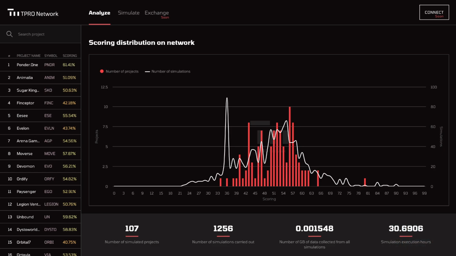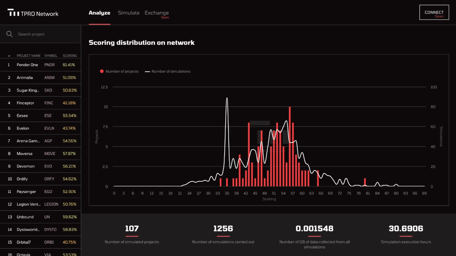And in general, this metric doesn't work properly yet, by the way, but the metric about the simulation execution hours means that in the context of computation, it took us 30 hours, like normal real life hours, to do all of these more than 1,000 simulations for these more than 100 projects. So this screen welcomes you with information.